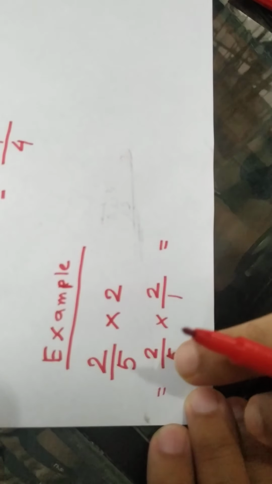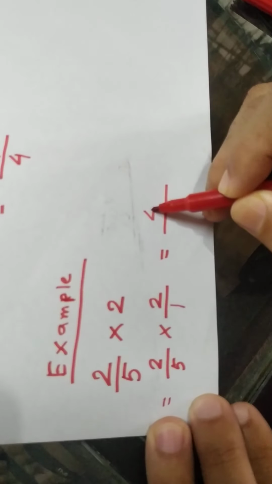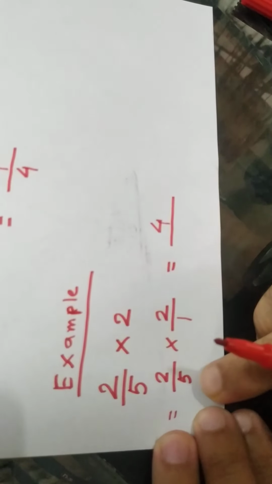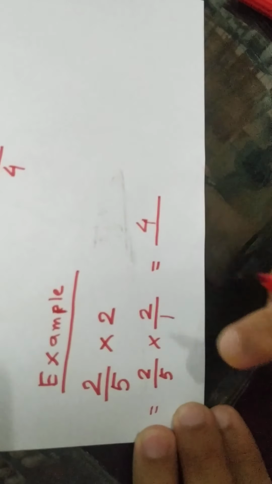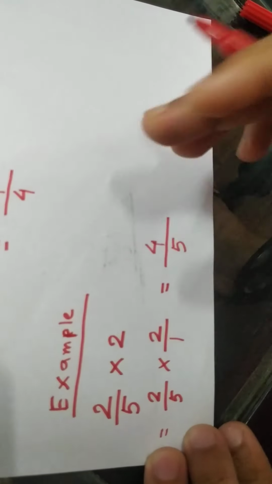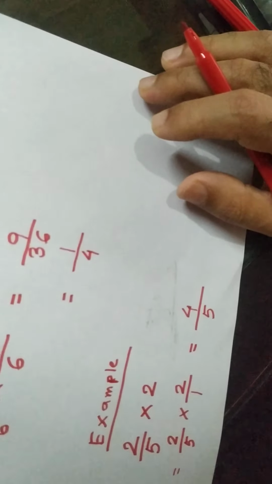Now, having expressed 2 as a fraction, I can apply our usual rule, that is, multiply the numerators together, which is 2 into 2. What does 2 into 2 give us? 4. And what do the denominators give us now? 5 into 1, which is 5. So 4 by 5 is the answer to this example.